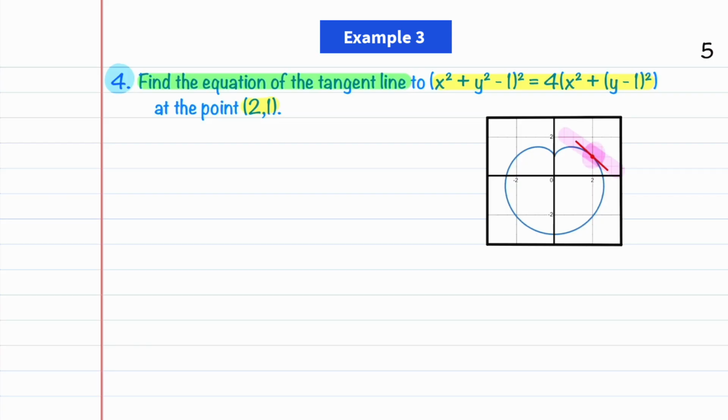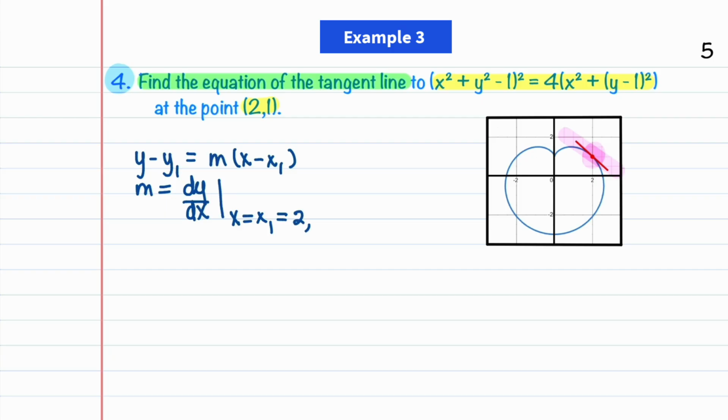Let's start by writing down what the equation of our tangent line is. It is y minus y1 is equal to our slope times x minus x1. Our slope, m, is the derivative of y with respect to x at the point x is equal to x1, which in our problem is equal to 2, and then y is equal to y1, which is 1. Let's now find our dy dx.